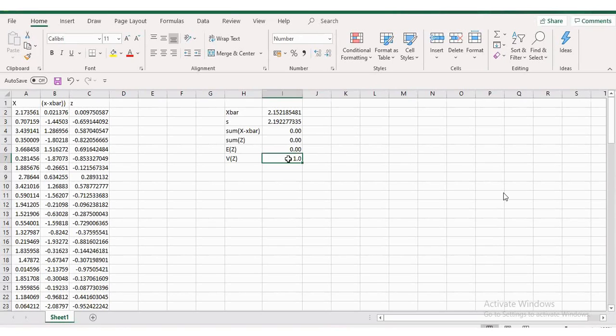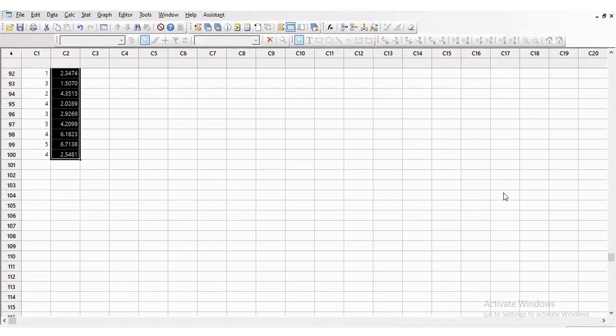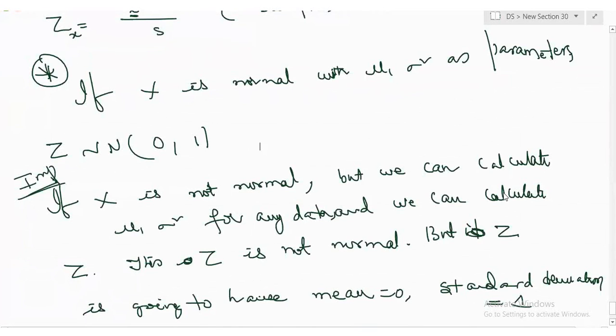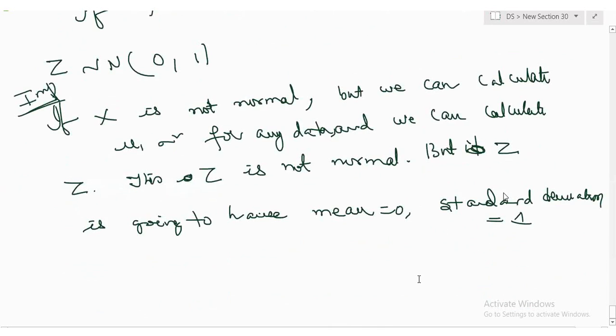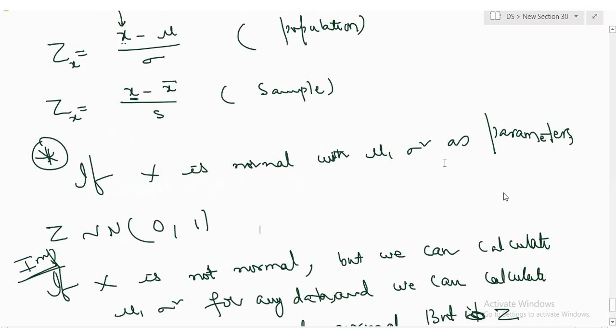It doesn't matter. But if x follows the normal, z also follows the normal. What I'm saying is, if x follows the normal, z also follows the normal. If x is not following the normal, z is not following the normal. All are with me? So that's what I've written. If x is not normal, we can still calculate the mu and sigma square for any data, so we can calculate the z, right? And this z is not normal, but z is going to have mean 0 and standard deviation 1. If x is normal with mu and sigma square, z also is going to be normal with mean 0 and standard deviation 1. If this is clear to everyone, friends online, please respond.